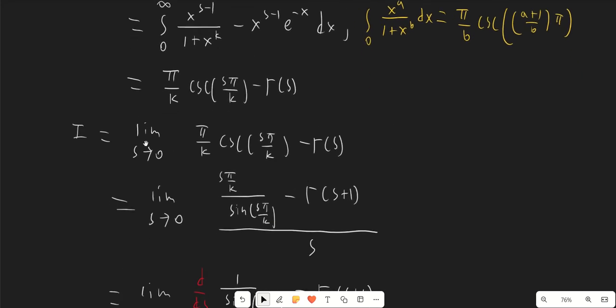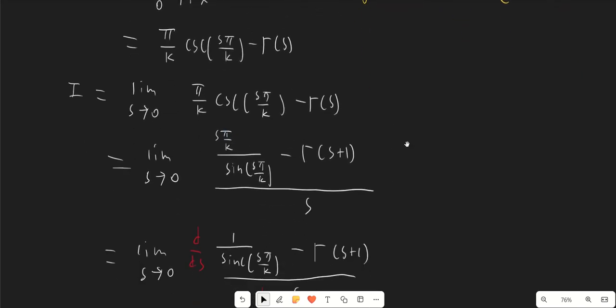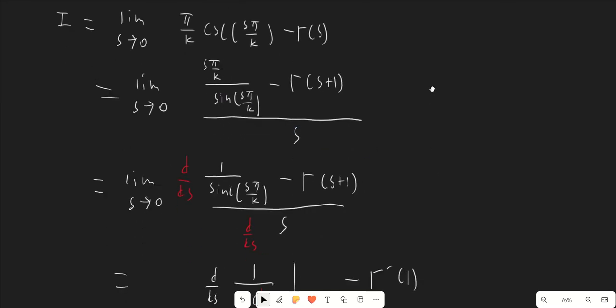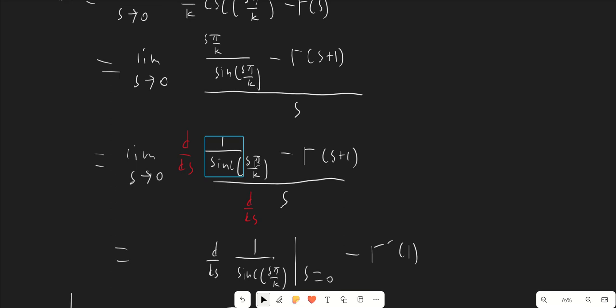Now we take the limit as s goes to 0, and this is where it gets interesting. What I'm going to do here is multiply on the top and bottom by s, because then I can use L'Hospital's rule. Multiplying on the top by s gives gamma of s plus 1 right over here, and that's just because s gamma of s equals gamma of s plus 1. And right here we can rewrite this as s pi over k over sine of s pi over k, which is the same thing as 1 over sinc of s pi over k, because the sinc function is just sine x over x.